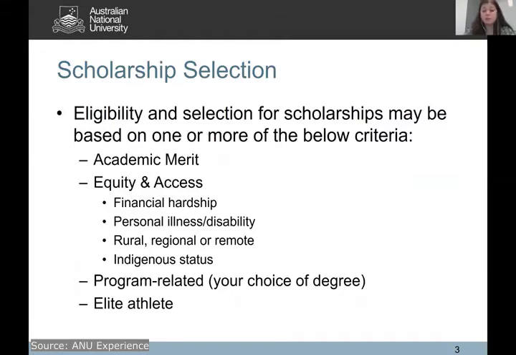There are some scholarships that are specifically for particular programs or for particular colleges. So that might also be an eligibility factor. And there is a very small number, I think the number might even be 1, that's related to being an elite athlete. So those are just some examples of eligibility and selection.